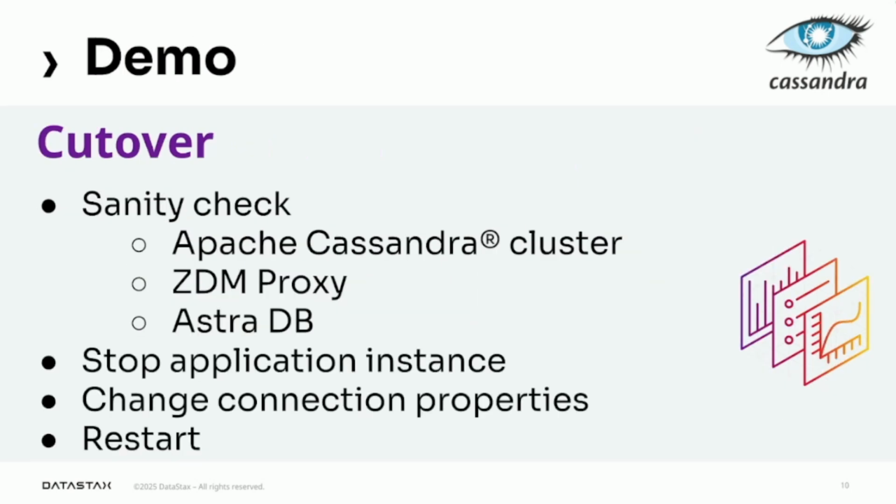Just a quick walkthrough of our demo. We're going to perform a cutover here. We're going to go through a sanity check where we have a look at my Cassandra cluster, my instance of the ZDM proxy, and my AstraDB, and we're also going to have a look at the application as it stands. Then we're going to stop the application instance, change our connection properties, and restart. If we did everything right, it should work. Let's see if we can make this work.